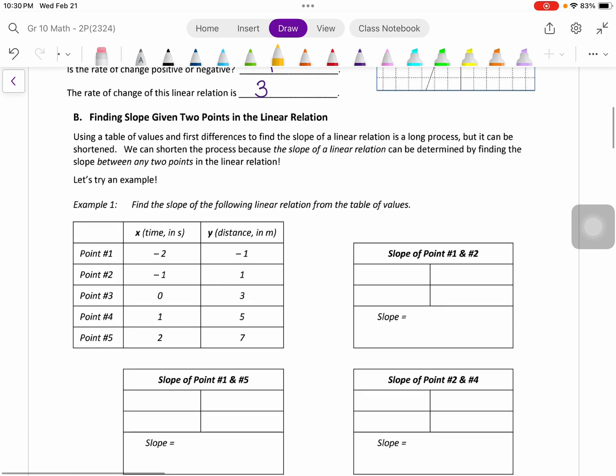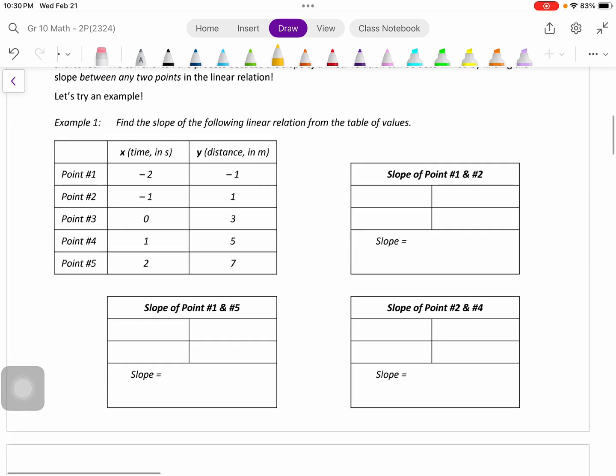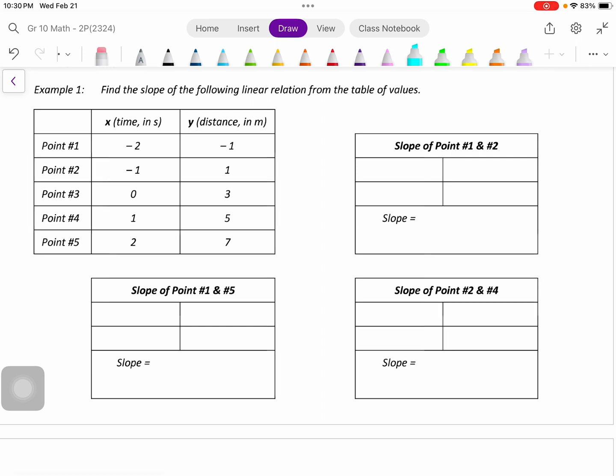So what we're going to take a look at is that I don't actually have to go through and find first differences between all of the points in a table of values. I can actually figure out the slope from any 2 points, because the slope is constant. That steepness of the line and the direction it's going, whether it's positive or negative, is the same the whole way through for a linear relation. So what we're going to do is take this table that has 5 different points. We've just labeled the points to help keep track of what points we happen to be talking about, but we're just going to pick 2 points at a time, and we're going to see what happens when we calculate slope from just those 2 points.